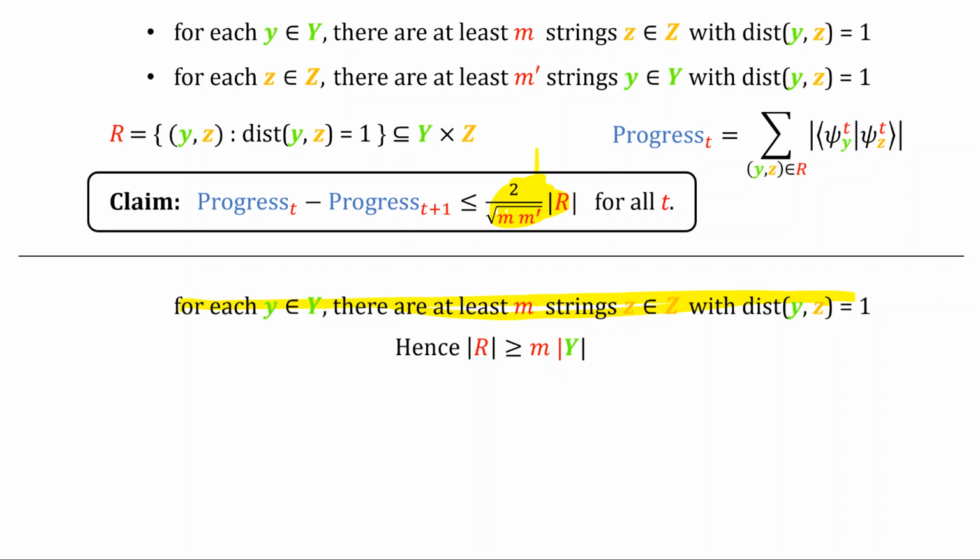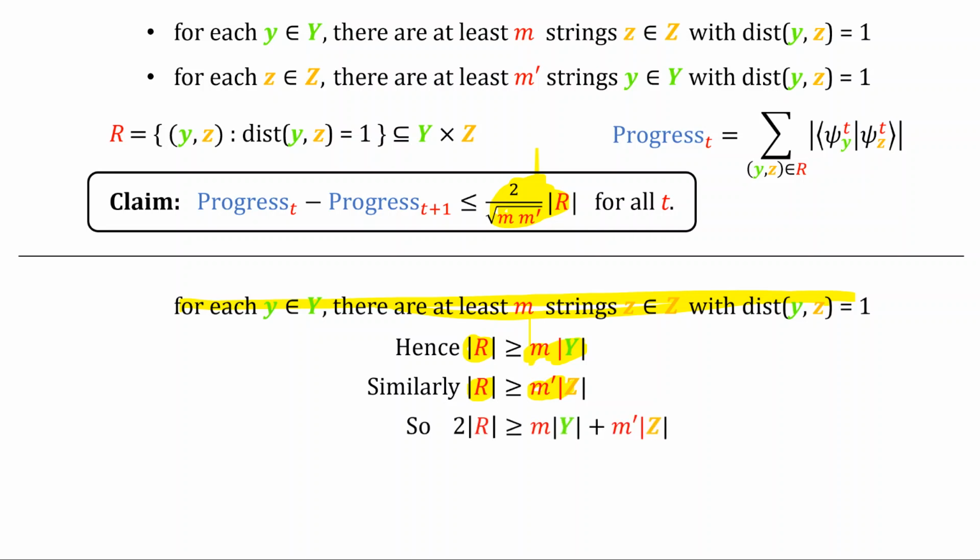Well, one thing that this means is that for every string y in capital Y, it has at least m mates z that are in capital R. So that simply shows that capital R has to be at least m times the cardinality of Y. Similarly, because each string little z in capital Z has m prime mates in capital Y that are in R, it shows that the cardinality of R has to be at least m prime times the cardinality of Z. Okay, that's very simple. This is how we use our hypotheses.